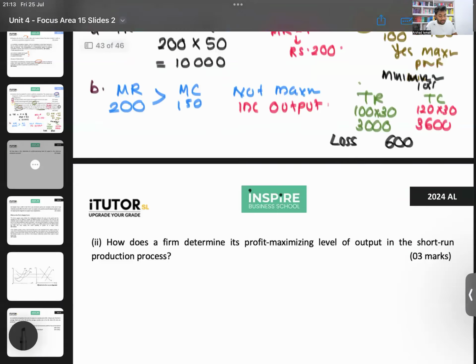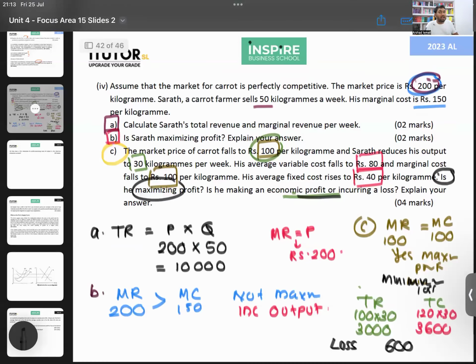that is the profit maximizing point or the loss minimizing point, MR equals MC. That is the point where, if you're making a profit now, you're getting the highest profit. If you're making a loss now, you're making the lowest possible loss. Just because you're at MR equals MC, there is no guarantee that you will always make a profit.